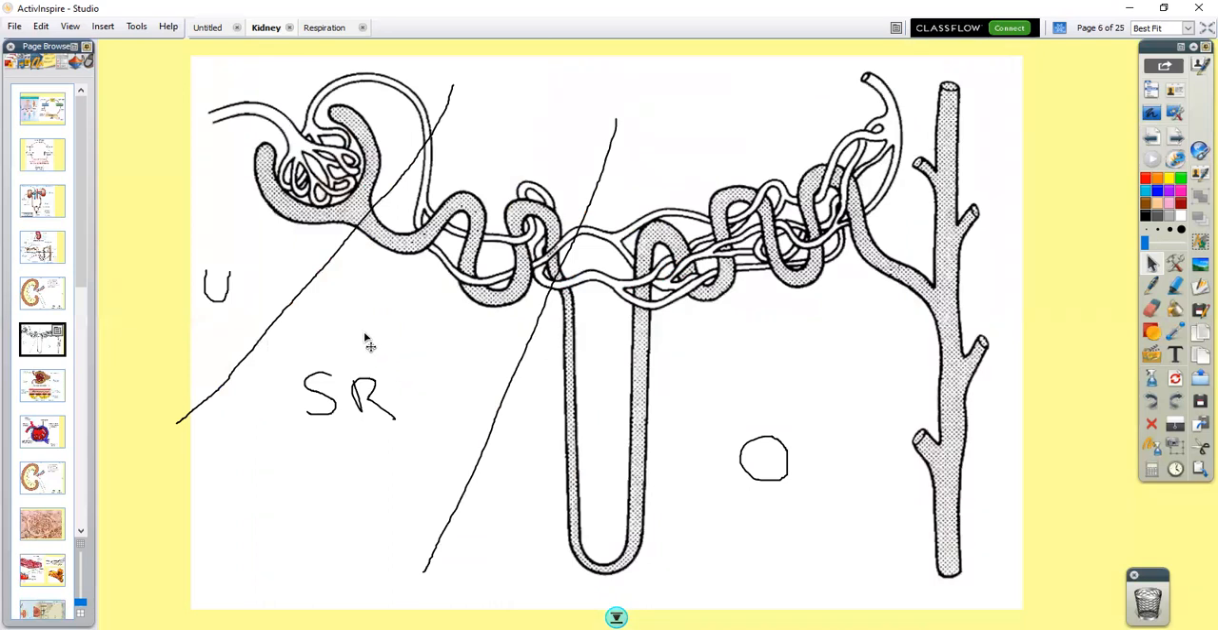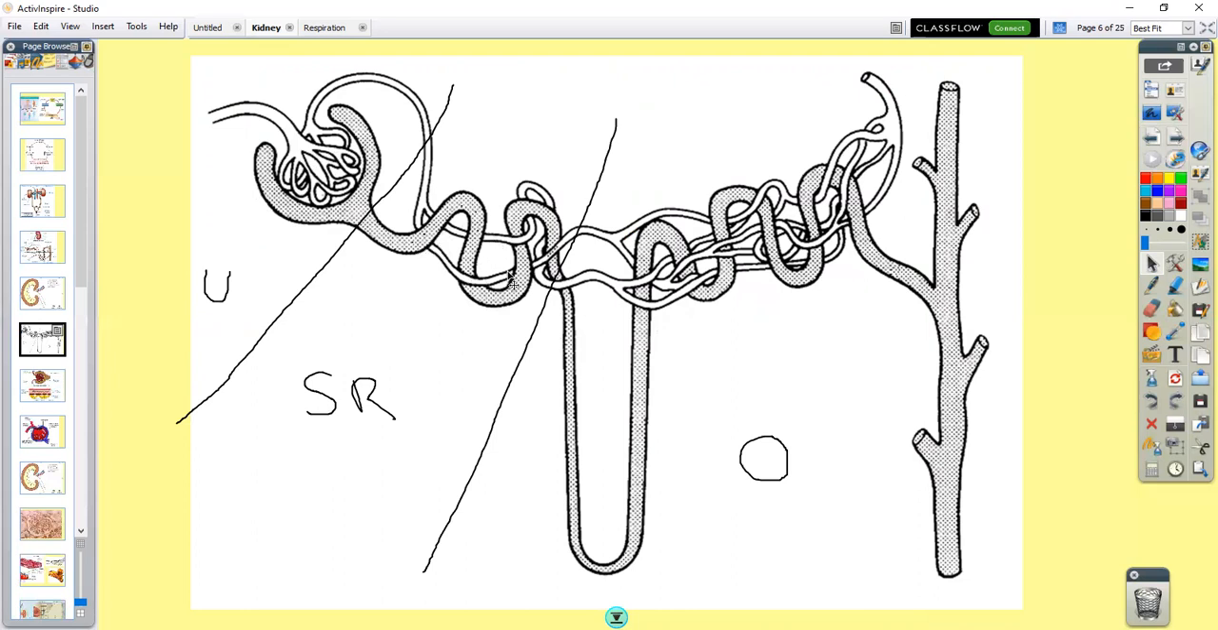If you can organize yourself to know the structure of the nephron and what happens at each stage, that's half the battle. The first part, the glomerulus and Bowman's capsule, is to do with ultrafiltration. Selective reabsorption, as that suggests, is where certain things are taken out of the filtrate, the liquid passing through the nephron, and back into the blood.